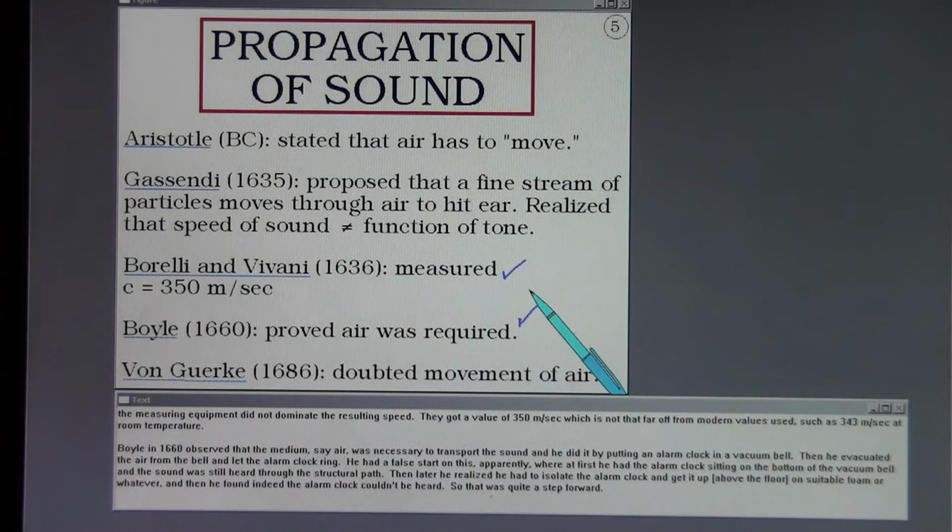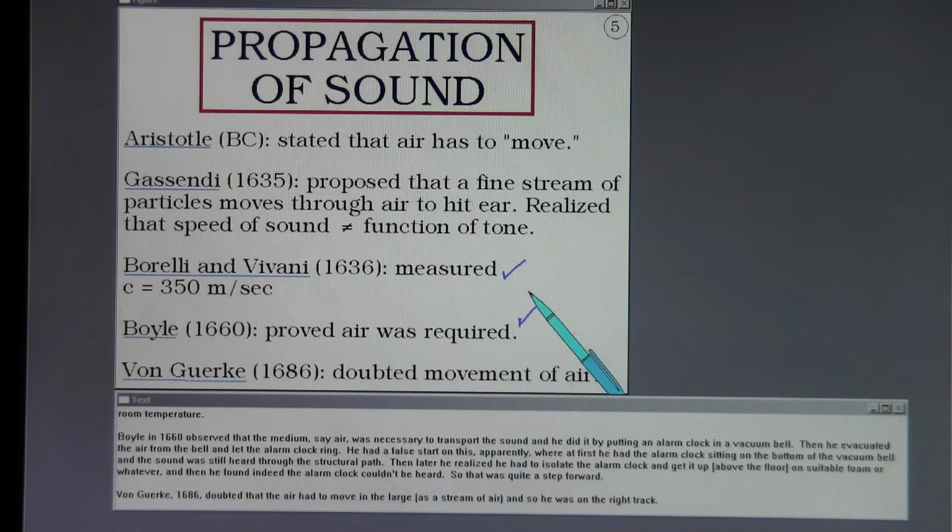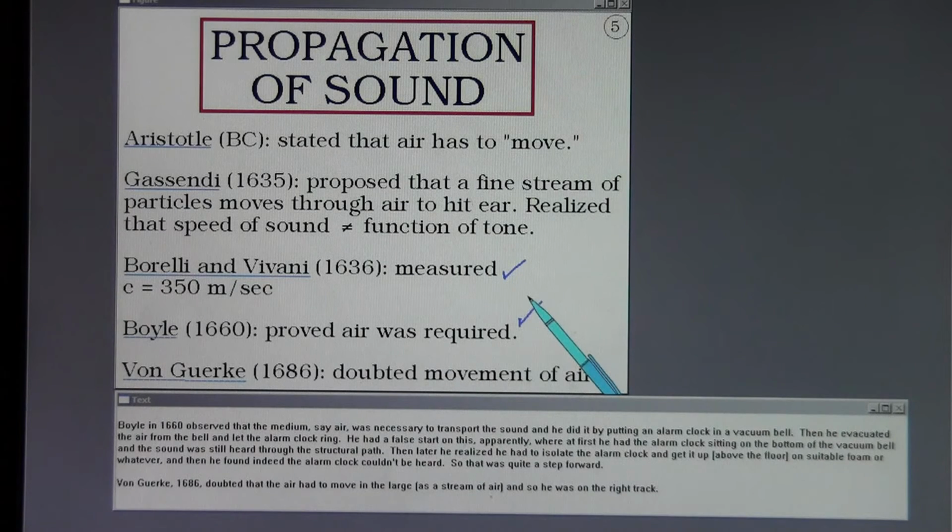He had a false start on this, apparently, where at first he had the alarm clock sitting on the bottom of the vacuum bell, and the sound was still heard through the structural path. Then later he realized he had to isolate the alarm clock and get it up in the air on suitable foam or whatever. And then he found indeed the alarm clock couldn't be heard. So that was quite a step forward.